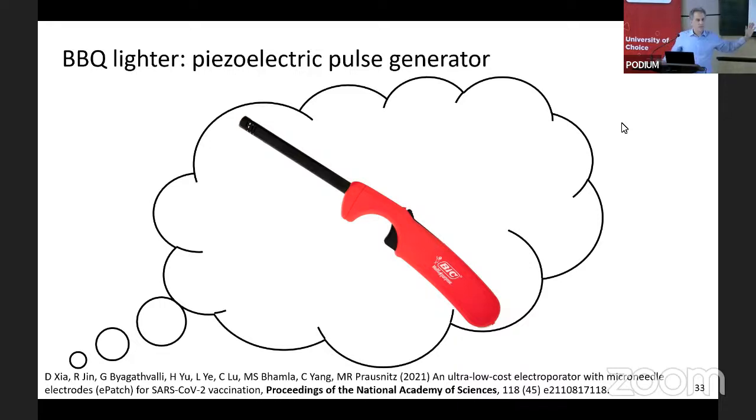So the spark lights your flame. We don't want a spark, but we want that voltage. So here's an incredibly inexpensive, widely available device that'll make a short, high voltage pulse. And that's exactly what we need for electroporation.